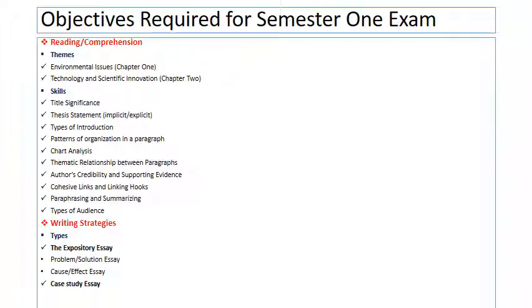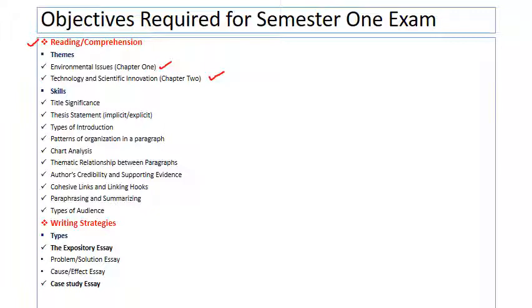So the objectives required for the semester 1 exam are the following. In reading comprehension, of course, the themes were environmental issues in chapter 1 of your comprehension ebook, and technology and scientific innovation, also chapter 2 in your ebook. The skills we've covered pretty much everything required for your official exams.